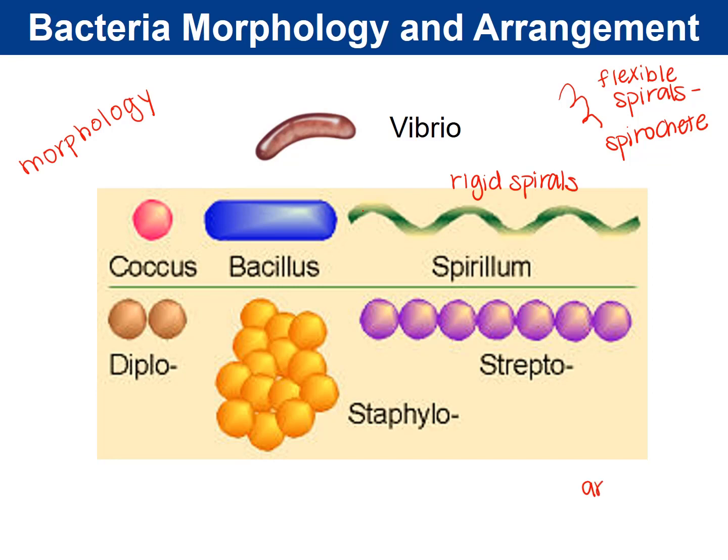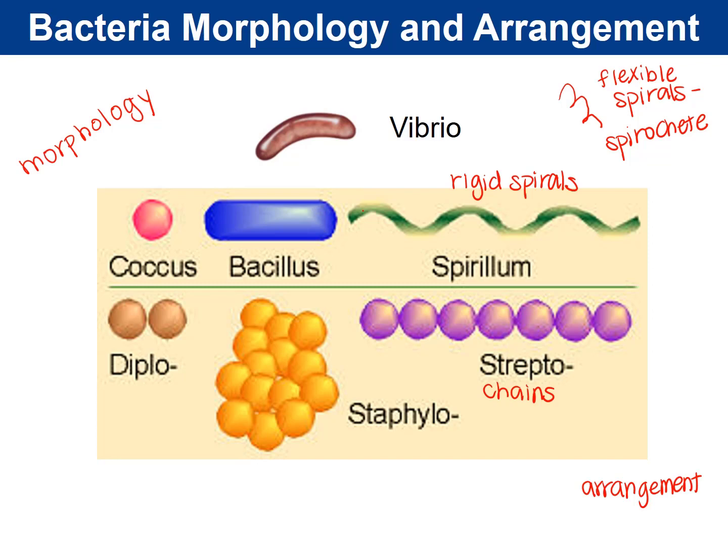Down here, we have the arrangement. And that is, how do the bacteria grow together or separate? So some bacteria are strepto. Strepto means chains. So you could get streptococcus, for example. So looking here, this is streptococcus. They're chains of coccus-shaped bacteria. So that's streptococcus. You could have streptobacillus, meaning that they're rods growing in a chain.